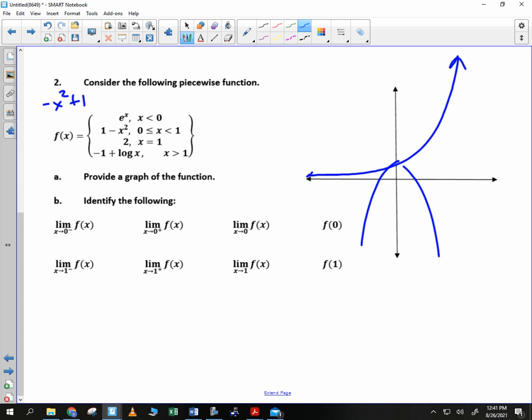What is the graph of 2? Yep. All lines are straight. This is a horizontal line that passes through 2.